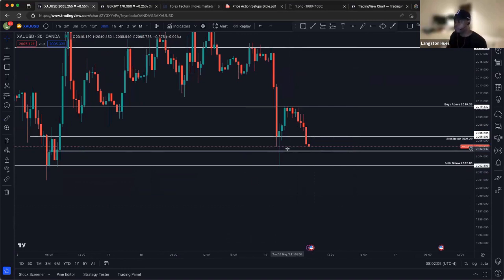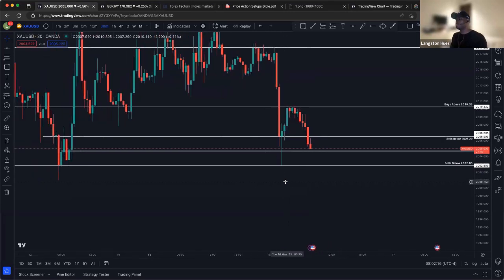This price still has to make it through this level, which is, I believe, a 4-hour key level, and it has to make it below this level as well. And you got news in 28 minutes.